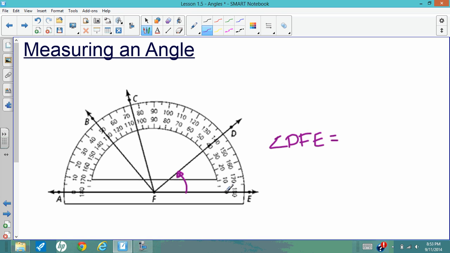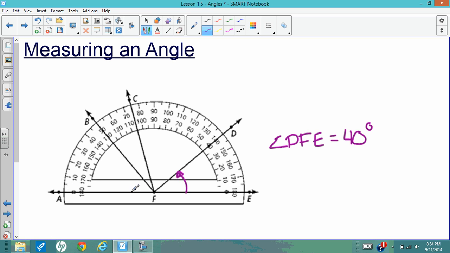Start here, this is 0 degrees, and we can count all the way until we get to this ray. So we're starting at ray FE, counting all the way to ray FD, and that will tell us what our angle measure is. It's the degree distance from one ray to the other. So 0, 10, 20, 30, 40. So angle DFE has a measure of 40 degrees.